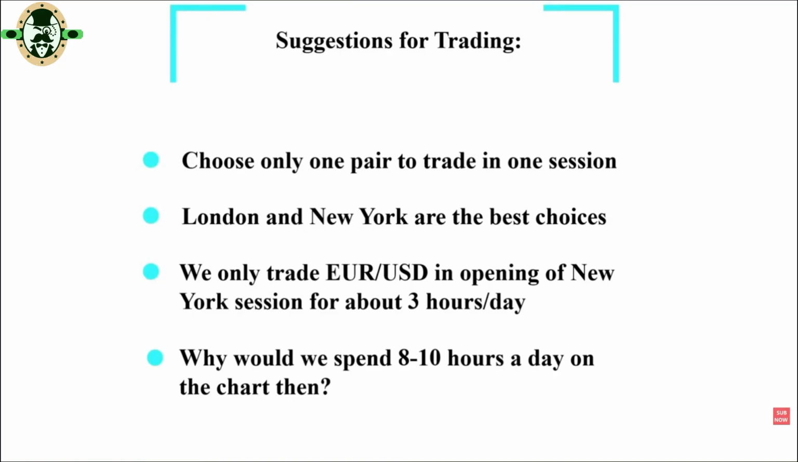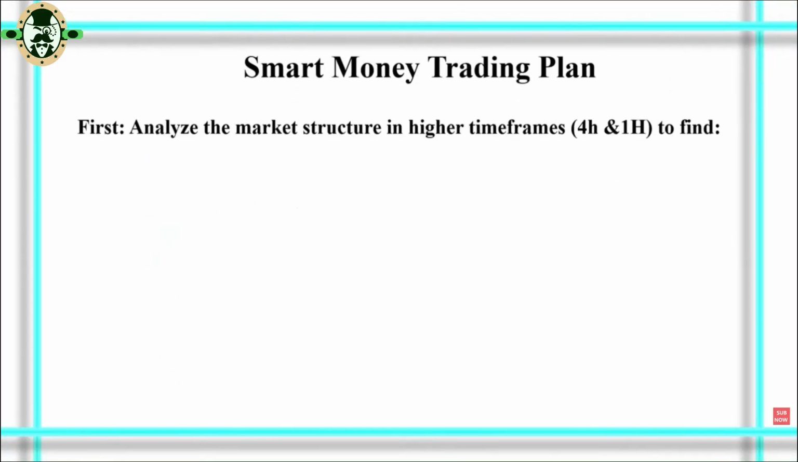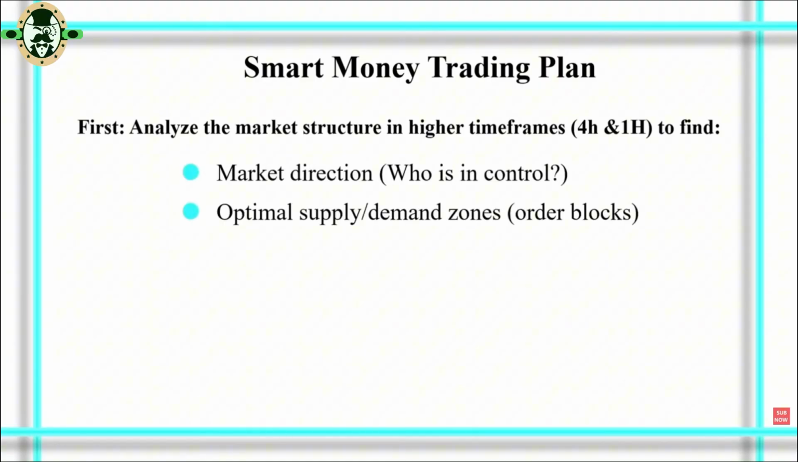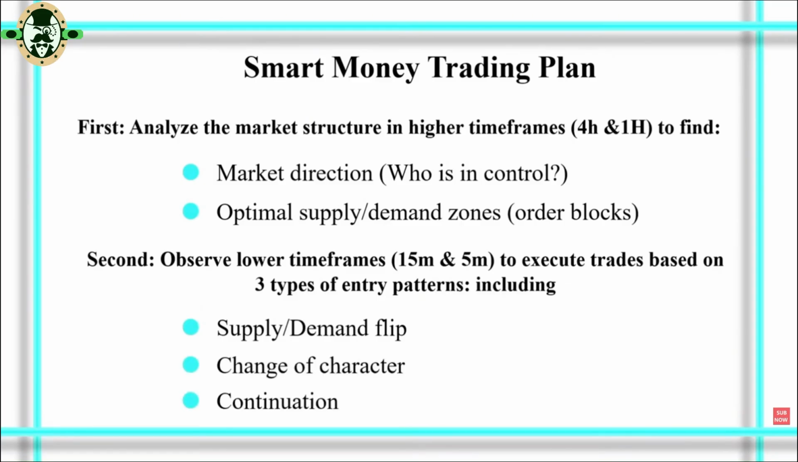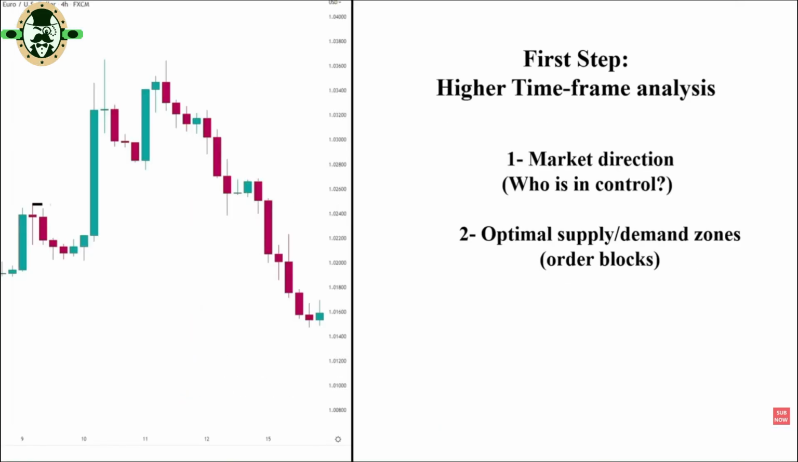The trading plan has 2 steps. Step 1 is analyzing the higher time frames to find market direction, identify who is in control, and locate optimal supply, demand, or order blocks. Step 2 is observing the lower time frames to execute trades based on 3 entry patterns. These are supply and demand flips, change of character, and continuation trades. Let's begin with the supply and demand flip.